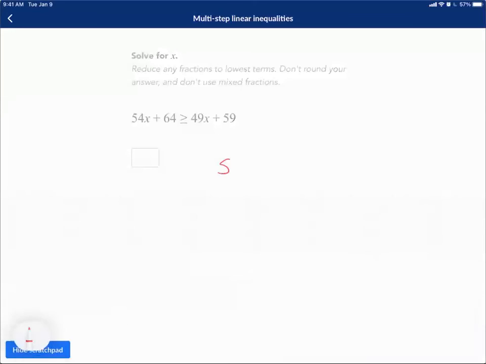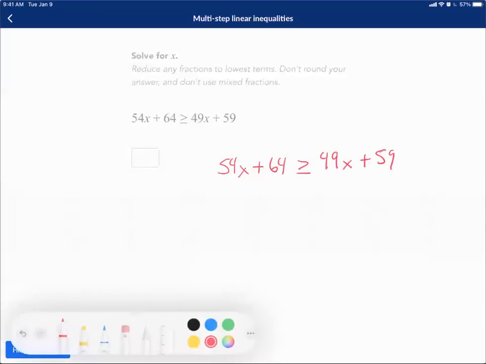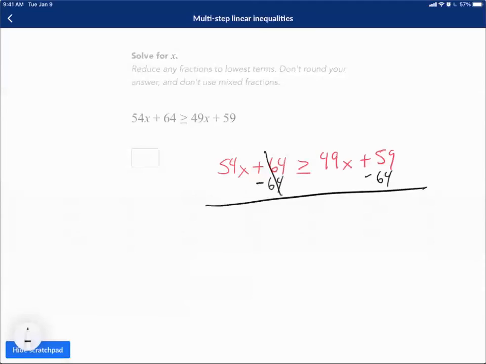Almost done. You have here 54x plus 64 is less than or equal to 49x plus 59. Now what we do is we go to the 64 and cancel that out. 64 will come on this side. Now, when we have a positive 59 minus a positive 64, we're going to get -5. Then we have here 49x, and we have a greater than or equal sign. We have this 4x here.